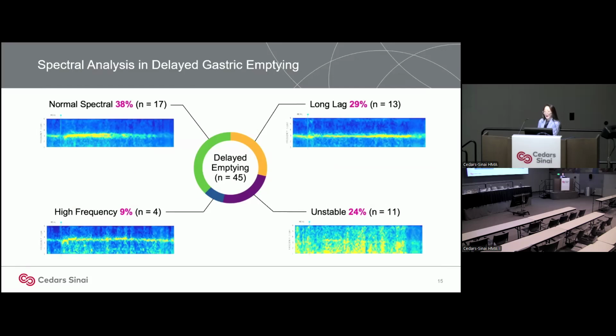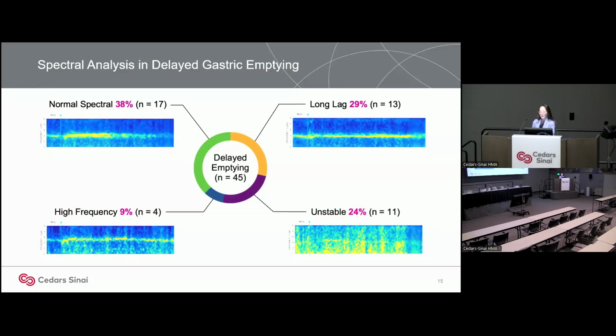Gastric alimetry is not a test that is used to assess delay, so it wouldn't replace a gastric emptying test. However, this was a nice study that was actually performed by the Alimetry group, and it was only looking at patients who had known gastroparesis or delayed emptying. And in this population, we saw that 38% of patients had a normal spectral analysis, 29% of patients had a long lag, so the increase in amplitude was more sustained than we considered to be normal. 24% of patients had an unstable spectral analysis, meaning we're thinking there is a neuromuscular disorder going on, and 9% of patients had a high frequency.